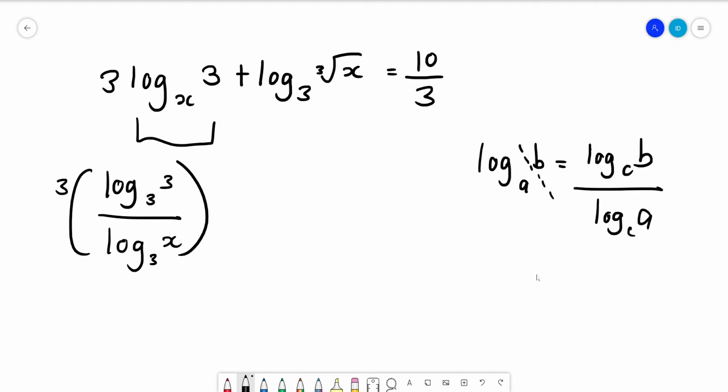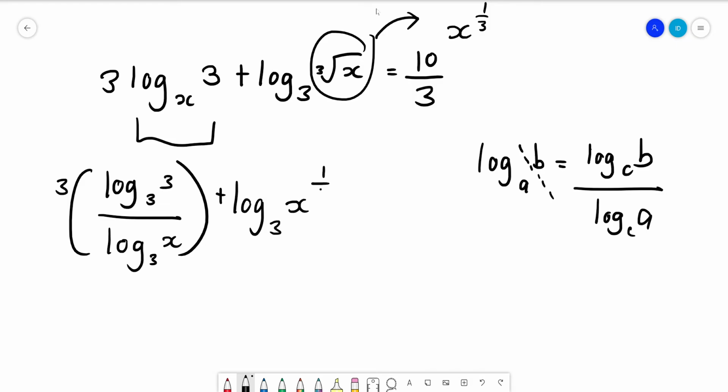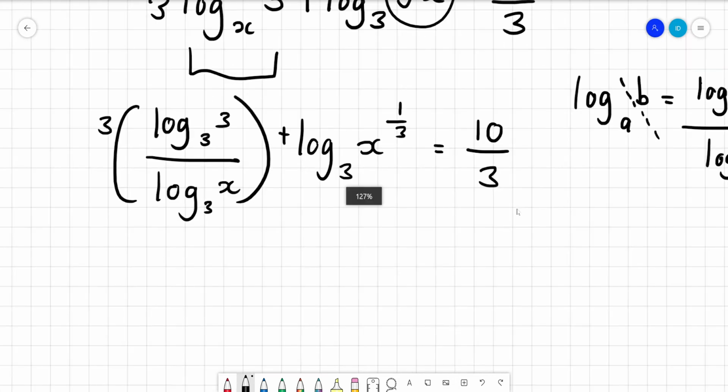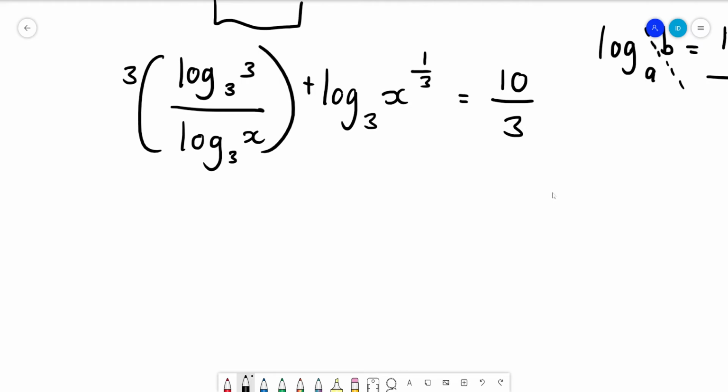Another thing about this equation is that this cube root, I could change it to become x to the power of 1 over 3. Just by replacing it, you'll get this form, and then it is equal to 10 over 3. Now, before we do the method that I told you, we should simplify the equation first.